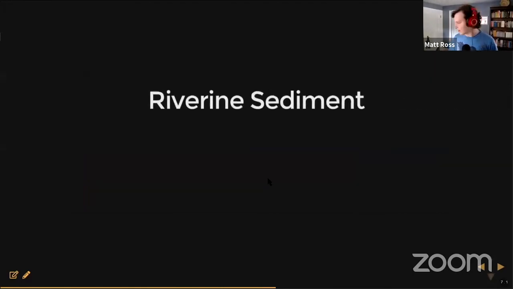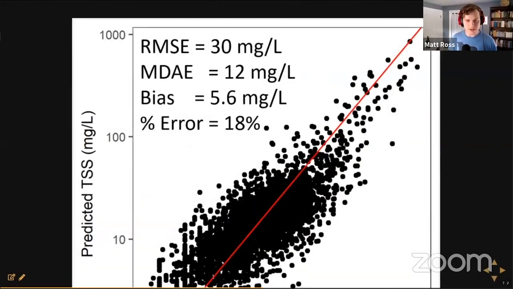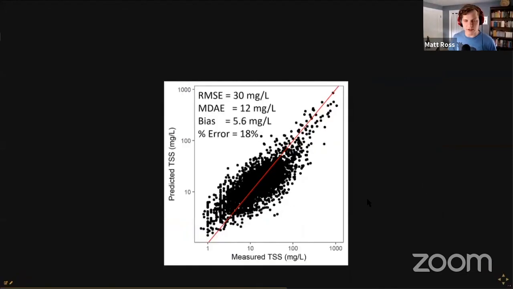So that's lake clarity. John Gardner at UNC again is working on riverine sediment, and Xiao Yang is working with us too, and Tamlin Pavelsky and Simon as well. And what John has done is take the same approach as Simon. So he has a gradient boosting model again, for rivers all across the country now using AquaSat data. And he's predicting total suspended solids. So how much sediment is in these rivers.